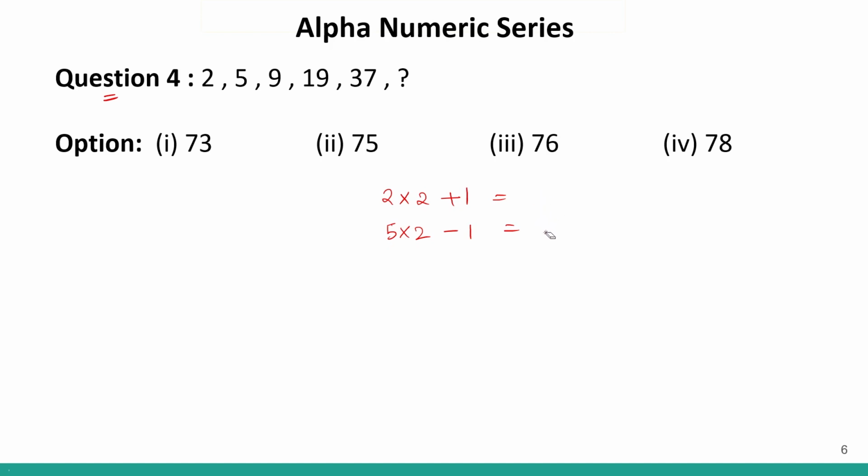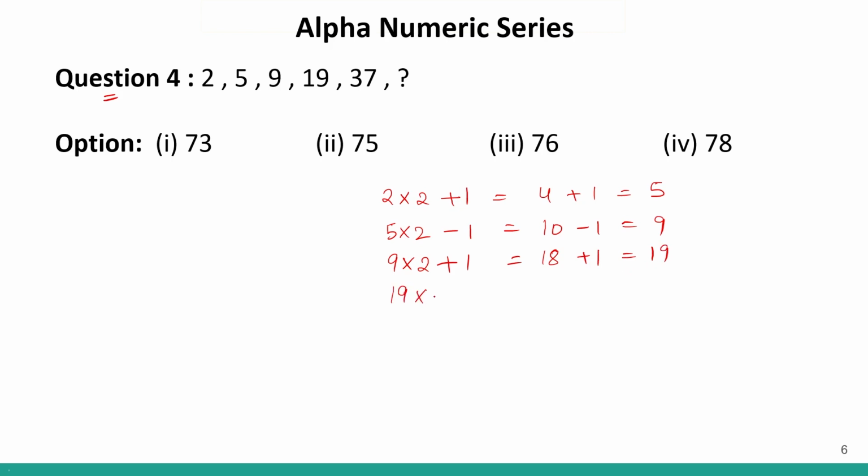So let me write it like this. 2 into 2 will be 4 plus 1. It will give me 5. Similarly, 5 into 2 will be 10 minus 1. It will give me 9. Moving forward, if I multiply it by 2 and add 1, I will get 18 plus 1, which is equal to 19.